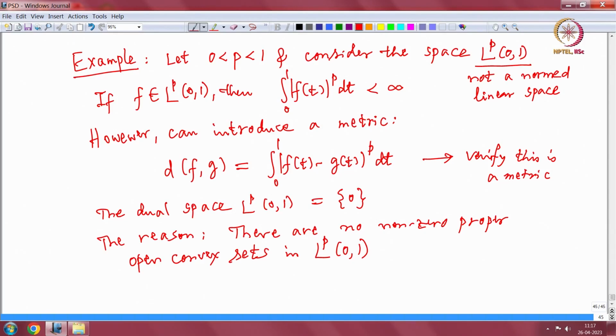So that's why locally convex topologies play an important role in assuring that the dual space is rich enough, and you also have the Hahn-Banach theorem, closed graph theorem, all those things will come into play, though they are not normed linear spaces. Just compare this example. For the range p bigger than or equal to 1, we have already seen that it's a normed linear space, and we know their dual spaces are very rich.